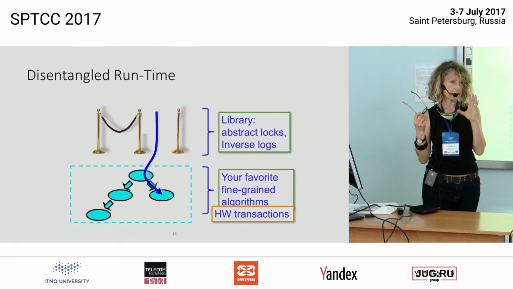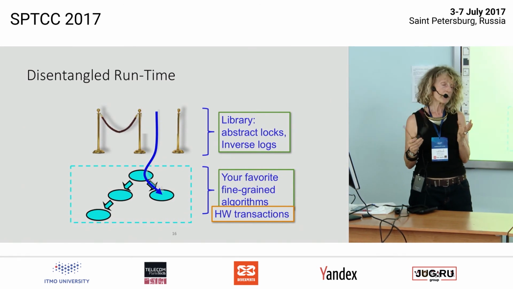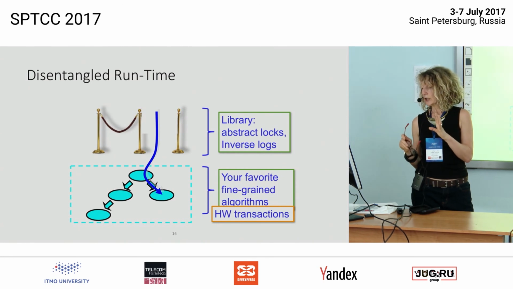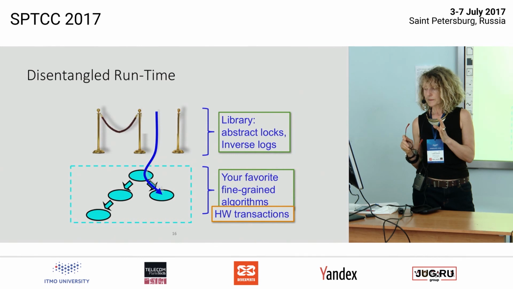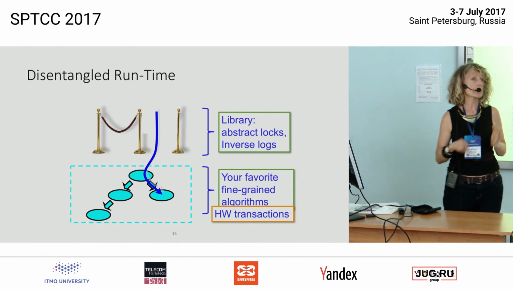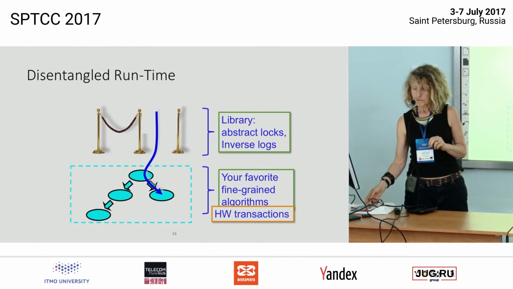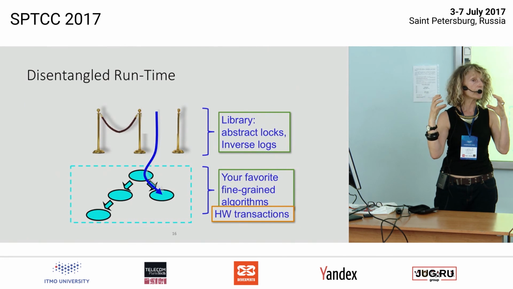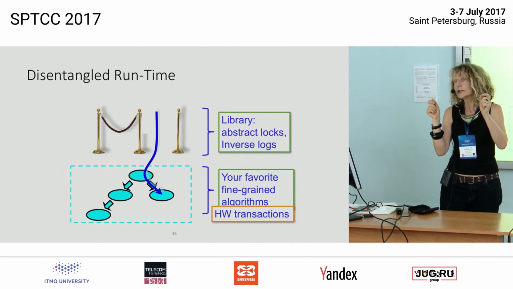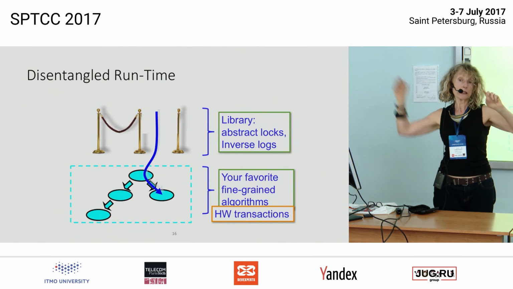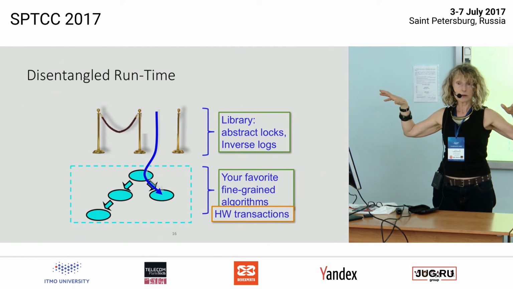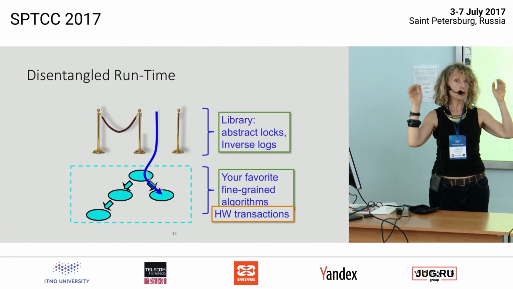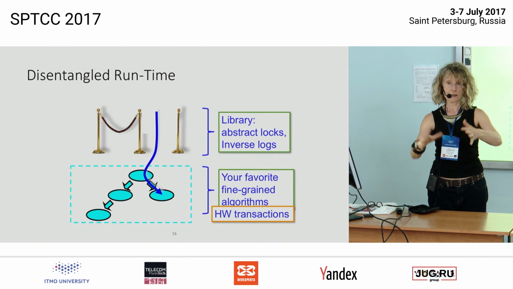So let me give you just an intuition of how the scheme will work. The idea is, say underneath you had a set data structure. Some operations commute on a set and some do not. If operations commute, like for example, insert an X and insert a Y and they're not equal, then our library is going to let them go concurrently.